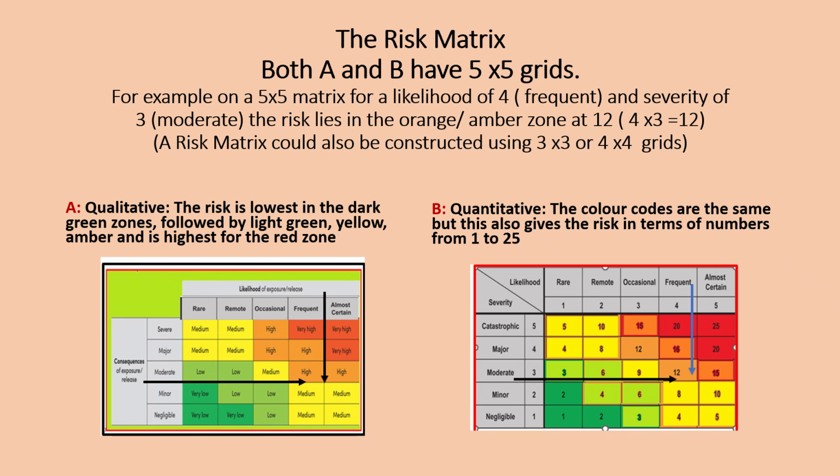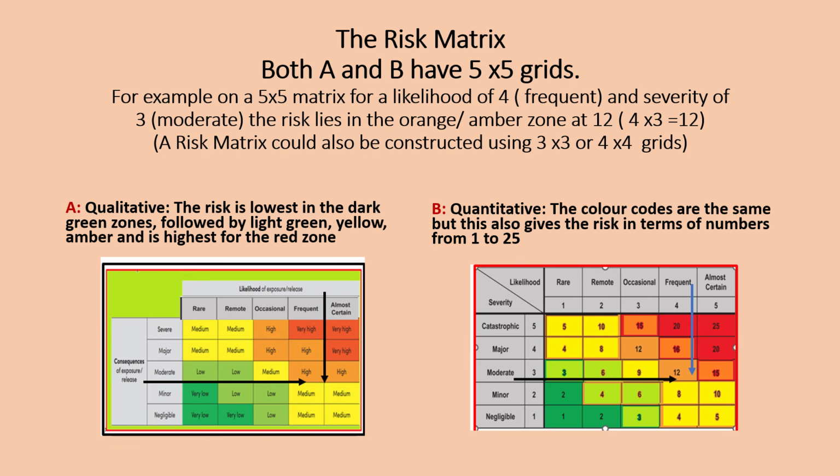When you look at both A and B, on the horizontal axis we have likelihood: rare, remote, occasional, frequent, and almost certain. And on the vertical side, we have negligible, minor, moderate, major, and catastrophic. Both of these have the same color codes: dark green, light green, yellow, amber, and the highest is for red. However, the quantitative matrix also has numbers which range from 1 to 25.